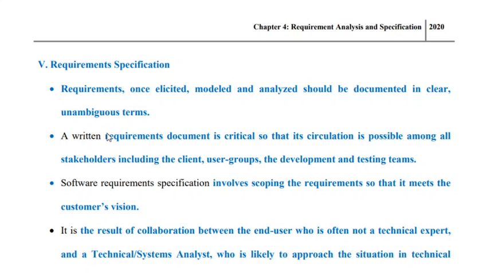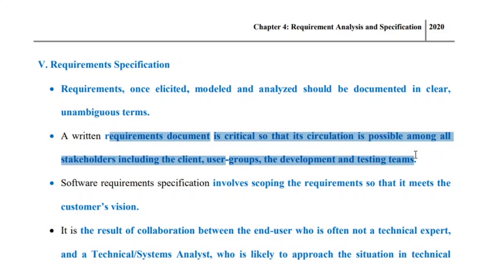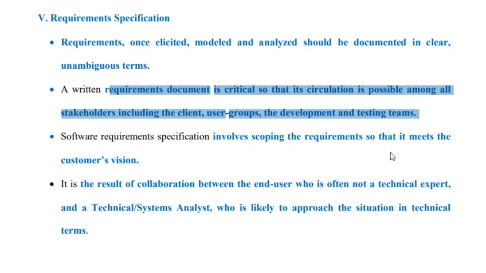Now, once the requirements are elicited, modeled, and analyzed, what we need to do is document the requirements in a clear and unambiguous manner. Right, so this is very much important. So once the requirements are elicited, modeled, and analyzed, they should be documented in a clear and unambiguous manner. A written requirement document is critical so that it is used for varied purposes of the stakeholders, including the clients, user groups, the development, and the test team.